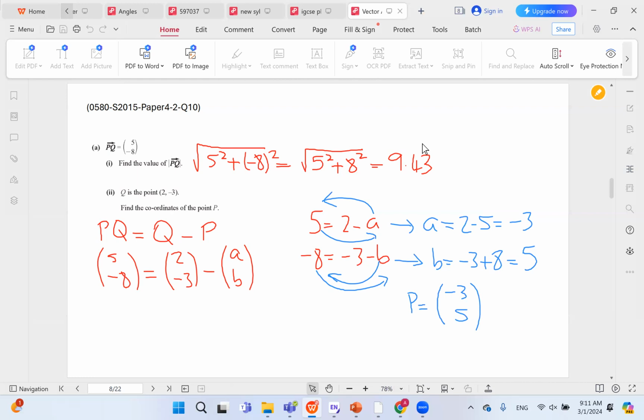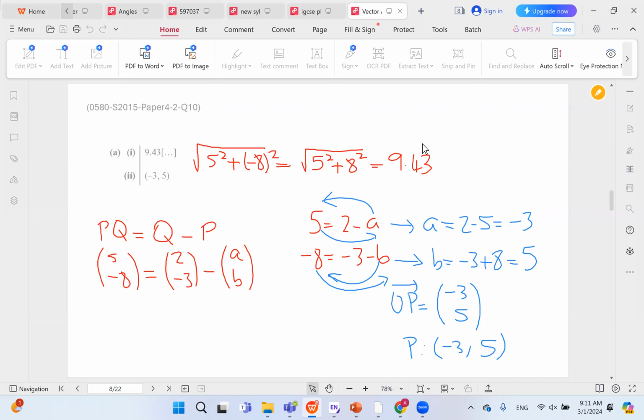Scientifically, this vector is not called P, it's called OP. So it would be best when you're writing the point to write it as a normal point like this, -3 and 5. It's easy to go from vector to point. The top element becomes the X and the bottom element becomes the Y, and you just write it in the format of a point, and that would be correct. So -3, 5 is the correct answer in this case.